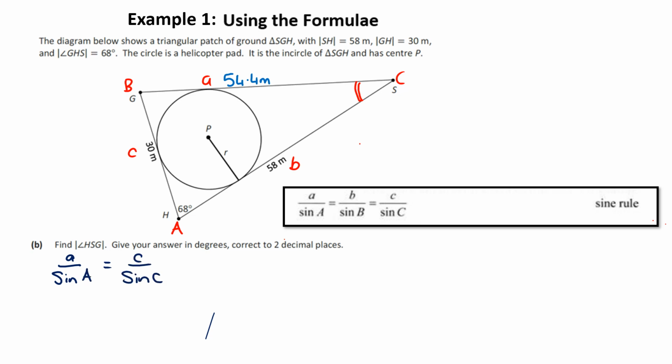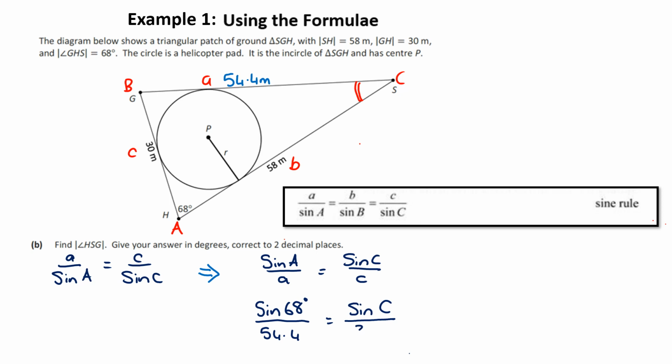Now we want the angle, so at this point we can use the reciprocals of this formula. That means flipping both fractions. So that's the same as saying the sine of A divided by A will be equal to the sine of C divided by C. The reason we do that is because we want that angle C in the top of the fraction, and it makes our algebra that little bit easier. So sine of 68 over 54.4 is equal to the sine of, I'm going to call that still angle C, all over C, which is 30.